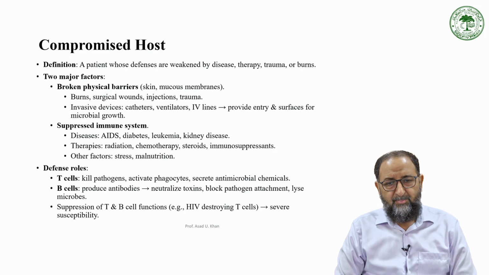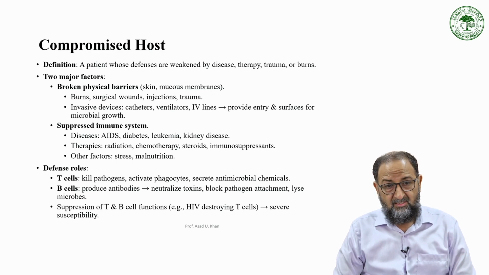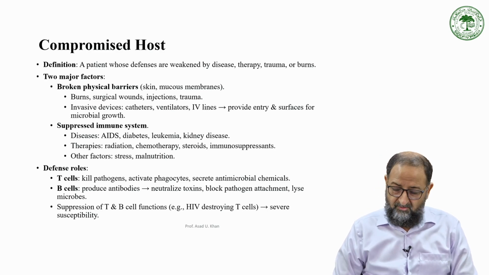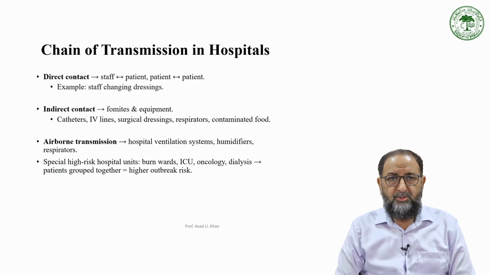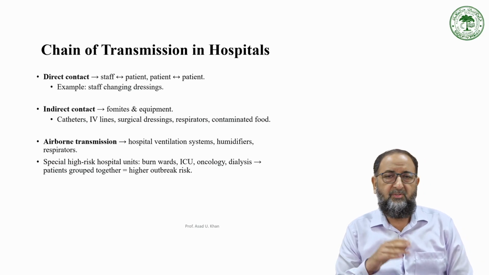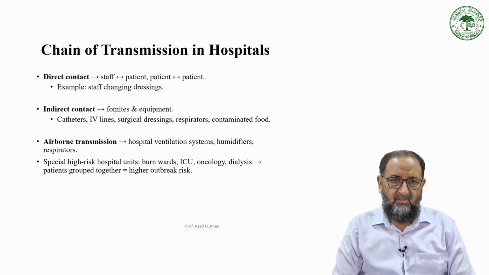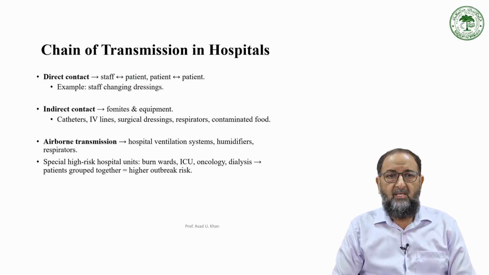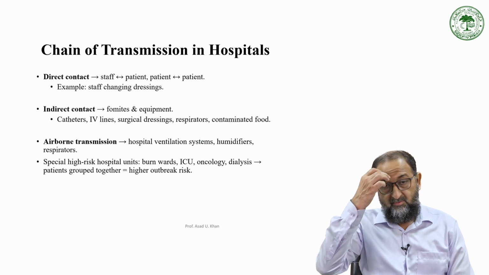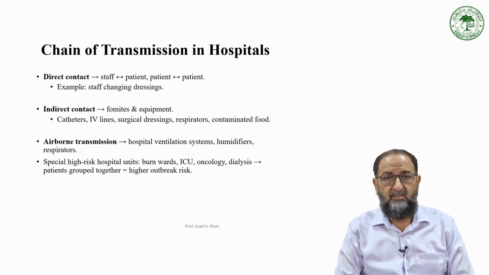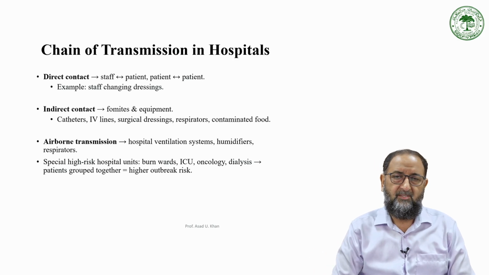The suppression of T and B cell functions, like HIV destroying the T cells, causes severe susceptibility to various bacteria. Now, the chain of transmission in a hospital: how the transmission of such infection takes place in the hospital, that we can understand. Direct contact is staff to patient, patient to patient. An example is staff changing a dressing. When the staff changes a dressing that may have some contamination, they may come across patients and then patients may get infection.